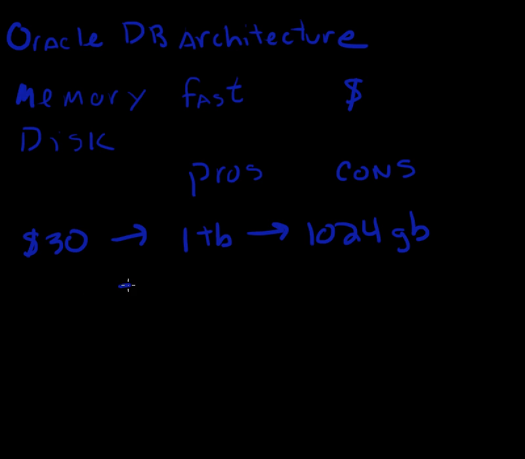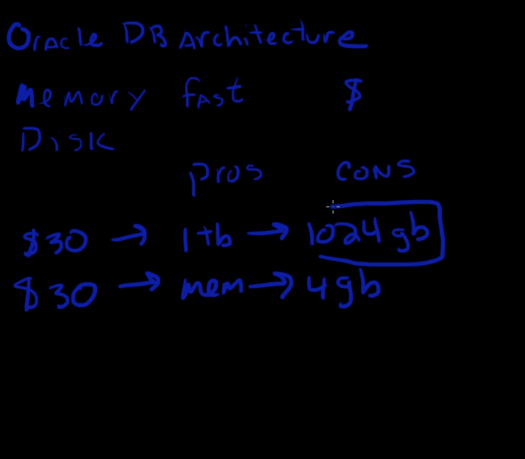For $30, how much memory could I get for that same amount? Well, let me do memory. I could probably get about 4 gigs of memory for that same $30. So disks are much cheaper in storing information. Memory definitely has the limitation of being a lot more expensive. So what's the pro for disk? Well, obviously the money. It's going to be a lot cheaper to store information on disk than it is going to be in memory. And of course, the biggest con that goes along with that is that it's slow.